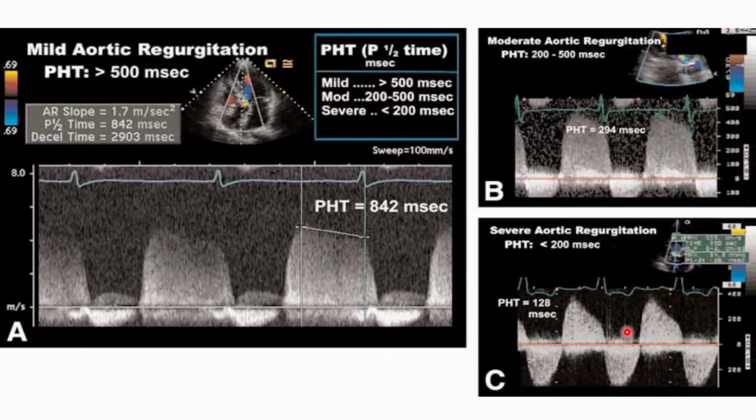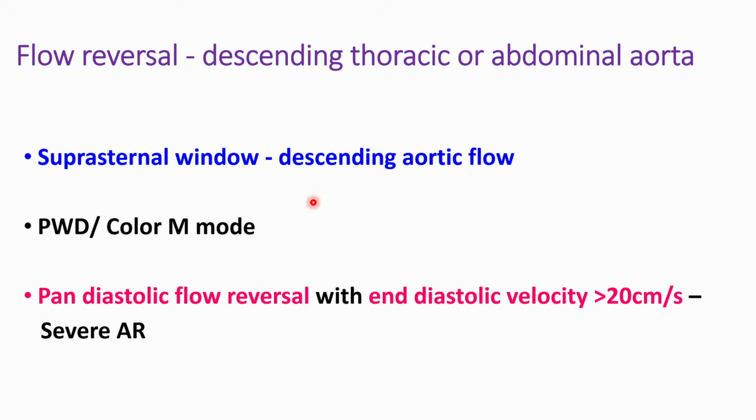And also we can look for the density of the envelope. It is opposite to that of mitral stenosis. In mitral stenosis, the more the pressure half time, the more severe is the MS. In aortic regurgitation, the more the pressure half time, the less severe the aortic regurgitation will be. Then flow reversal in the descending thoracic or abdominal aorta can be assessed by pulse wave Doppler or color Doppler.